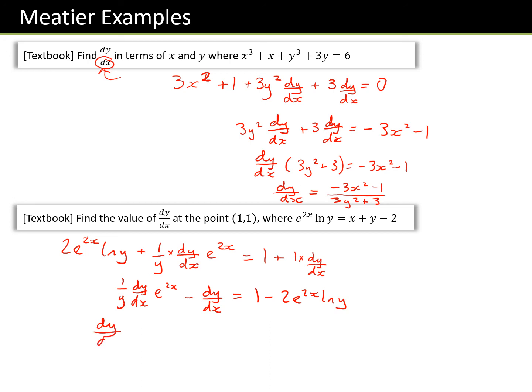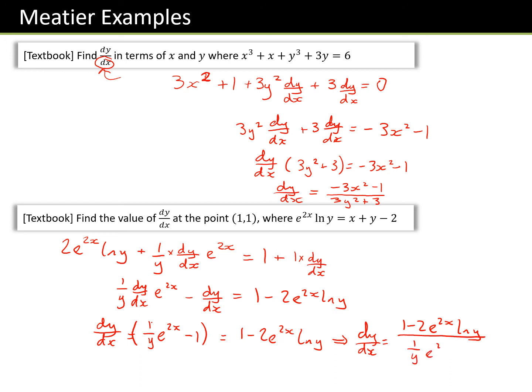Factorise out the dy by dx. I'm factorising, so I need to bring that out. 1 over y e to the 2x minus 1 equals 1 minus 2 e to the 2x natural log of y. So dy by dx equals the right hand side all over 1 over y e to the 2x minus 1.